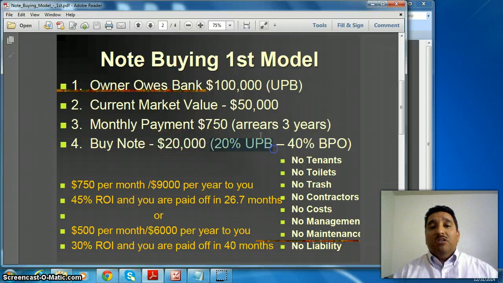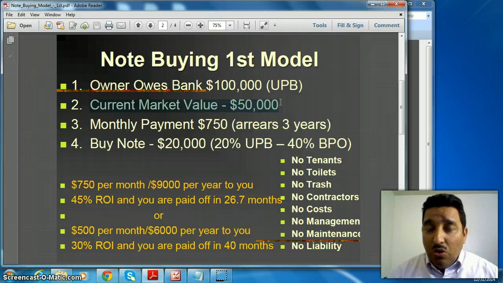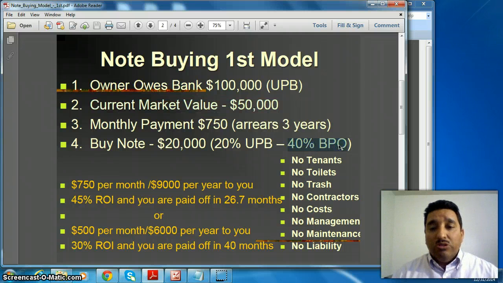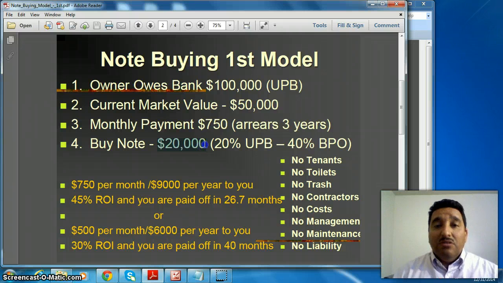That's 20% of the unpaid balance. That's 40% of the BPO, or the current market value, which is $50,000. The house is worth $50,000. That's 40% of the broker's price opinion. So purchase note at $20,000. What's the return on investment?